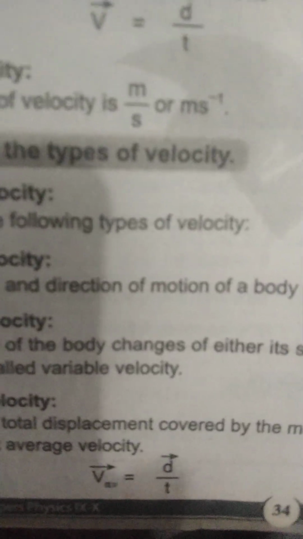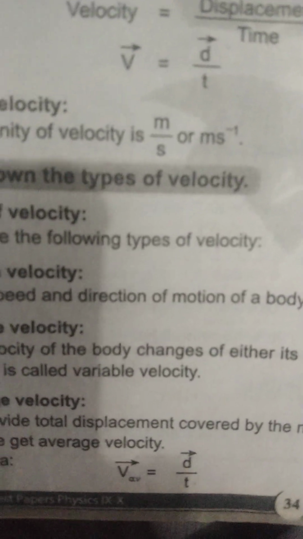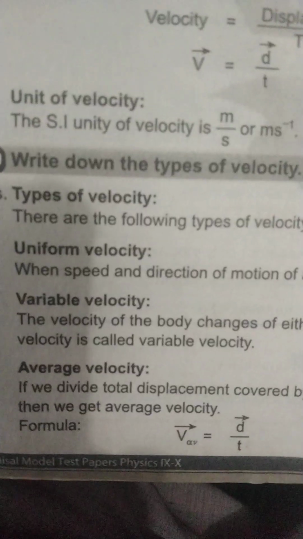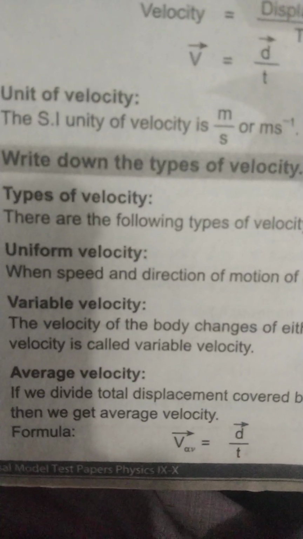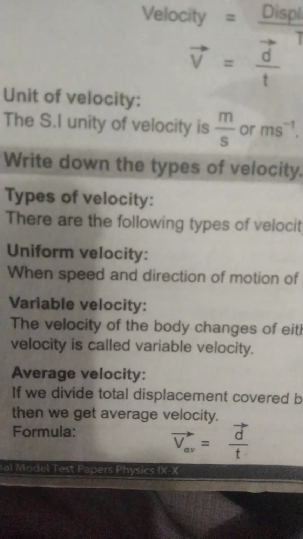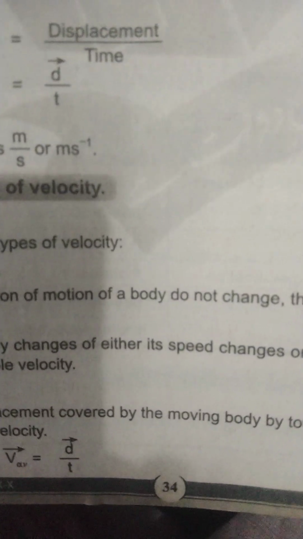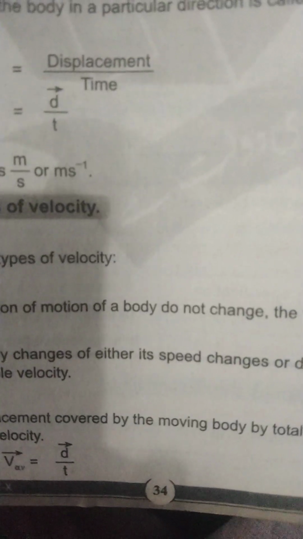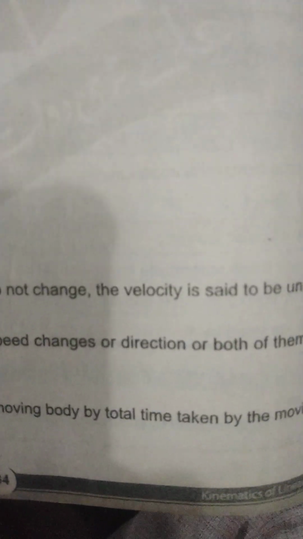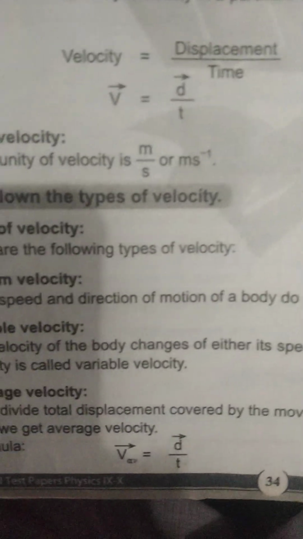Now here come the types of velocity. One is uniform velocity. This word is so familiar. When the speed and direction of motion of a body do not change, they are the same and are not being changed. It means the velocity is uniform.